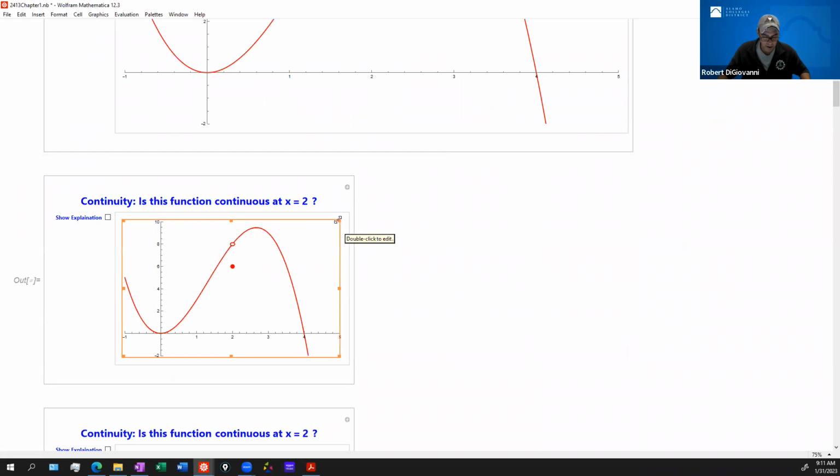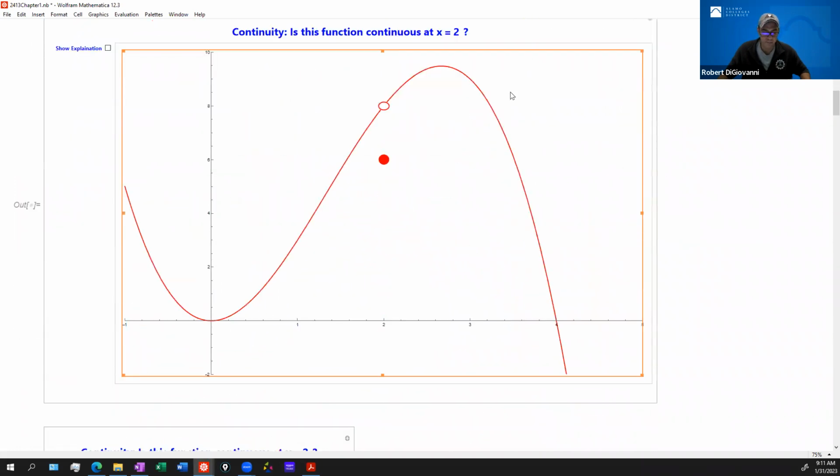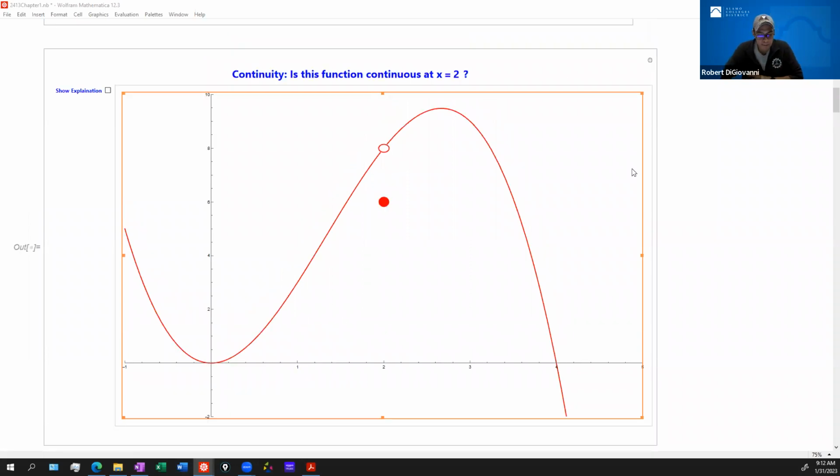Okay, let's look at this one. Give me just a second. All right, take a look at that for a moment. I'm going to write some stuff here. This is 2. This value up here looks like 8 again. So what do you think? Is this function continuous at 2? Yes? So let's check for continuity at x equals 2.